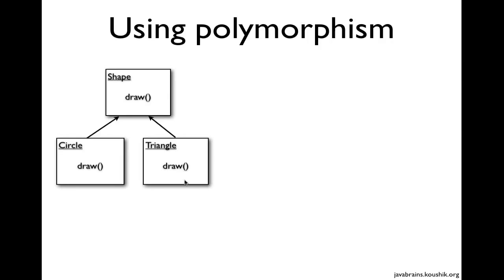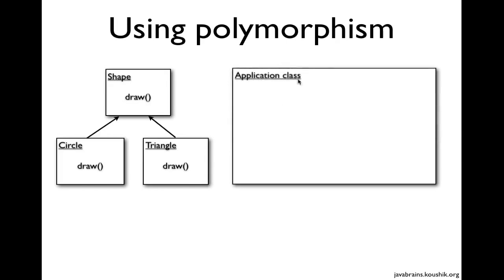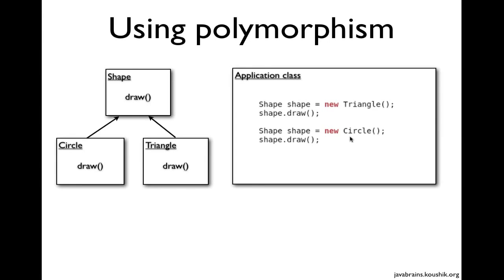Now if I have to use polymorphism in my application class, I would write code like this. Instead of instantiating a triangle, I would say Shape shape = new Triangle. Instead of saying Triangle triangle = new Triangle, I'm going to put this inside a shape object. Similarly, I'm going to instantiate a circle and put it inside a shape object. Now I'm going to call shape.draw. If shape has a triangle, it's going to call this draw, and if the shape has a circle object, it's going to call this draw. So this is actually polymorphism in action. We are doing something that uses polymorphism concepts.